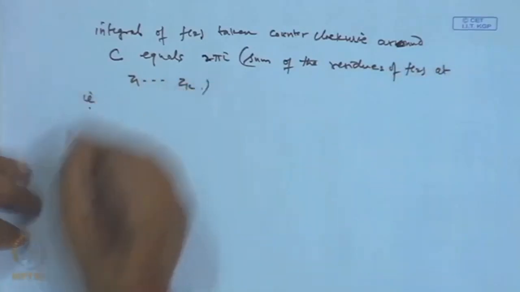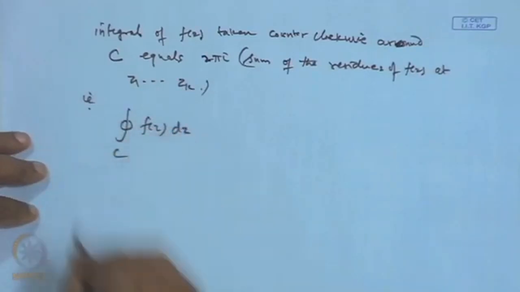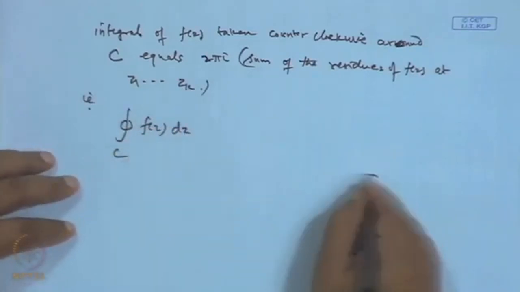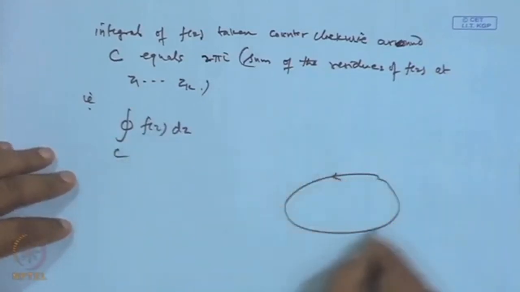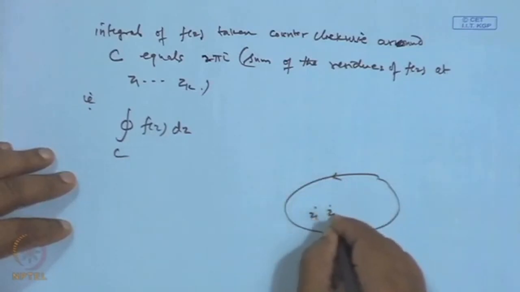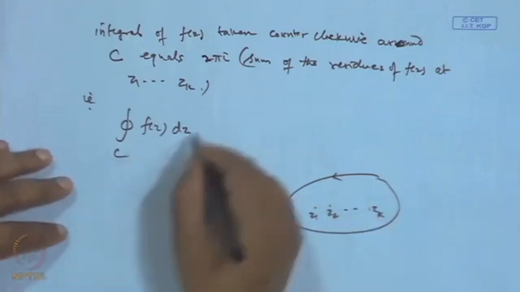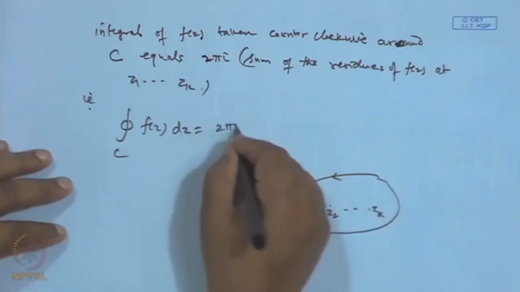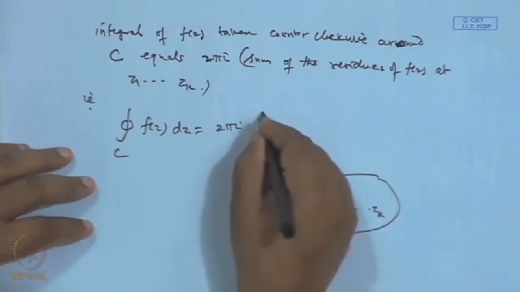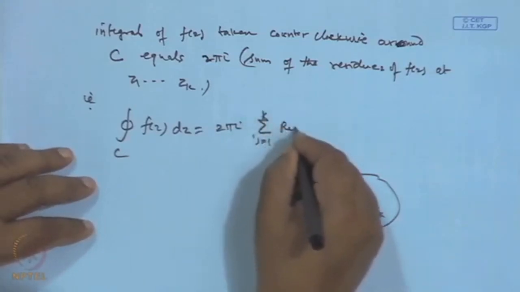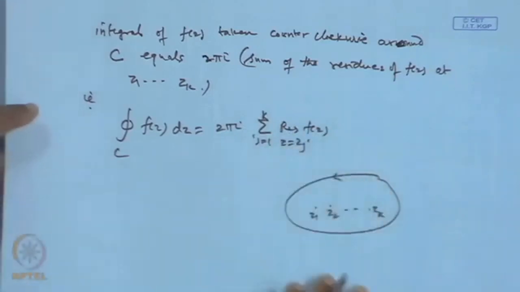That is, the meaning is this: the integral of the function f(z) along the path C, where C is a closed curve and the function is analytic everywhere except possibly at these k points, which are singular points, then the value of this integral will be 2 pi i times the sum of the residues, sigma j equal to 1 to k, of the function f(z) at z equal to zj. The proof is very simple.